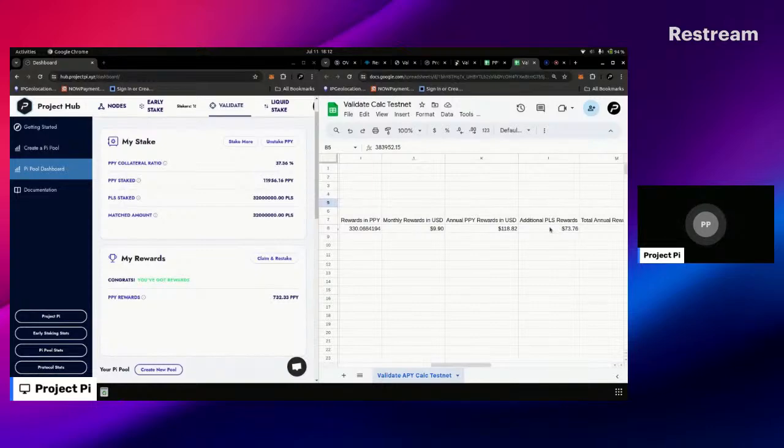Now, this is where it gets very interesting. A typical validator, again, if you do almost 10% from the APR, you're getting somewhere close to about $120, almost $130.